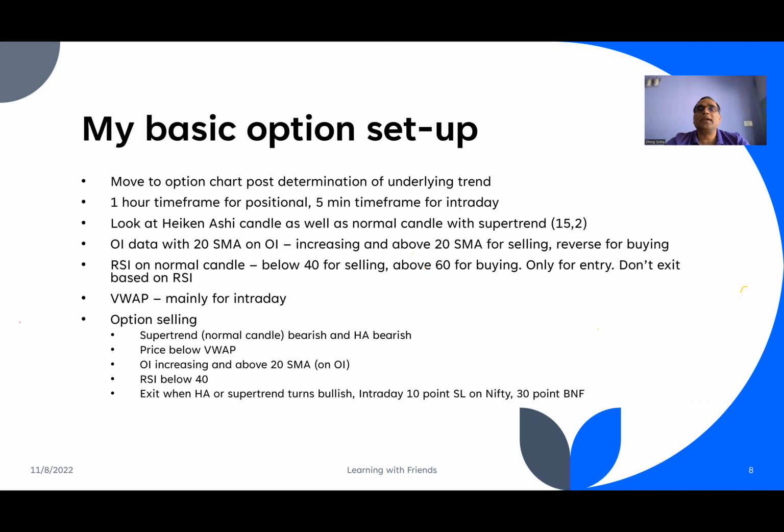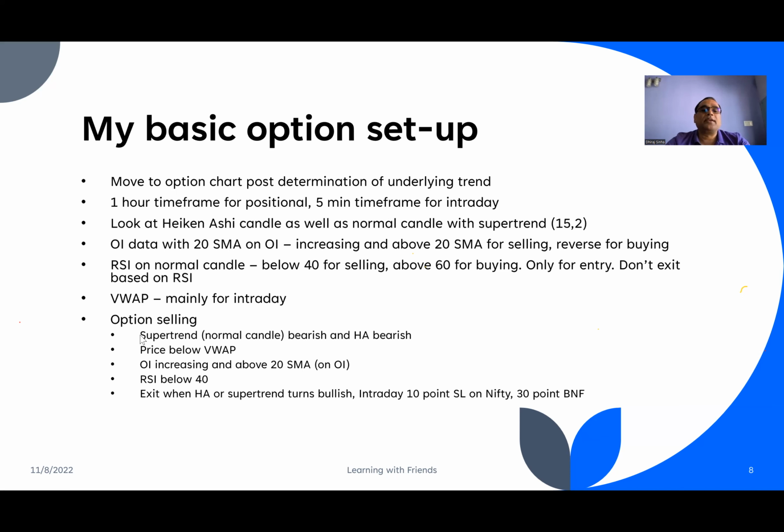If you apply any of the indicators on the Heiken Ashi, that becomes even more lagging than it normally is. Okay, that is the reason. And the fourth thing I look at is VWAP. So what I look at is the candles, both Heiken Ashi and the normal candle of the option, the OI and the 20 SMA on the OI, the RSI, and VWAP. These are the 4 things I look at after determining the strike which I want to buy or sell.